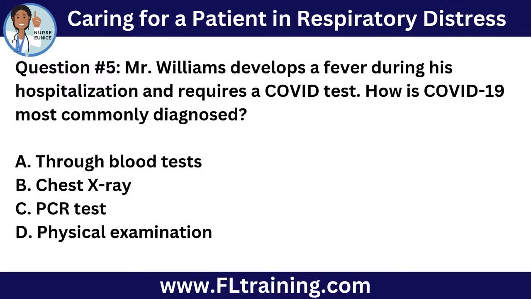Question number 5, Mr. Williams develops a fever during his hospitalization and requires a COVID test. How is COVID most commonly diagnosed? Is it A, through blood test, B, through a chest x-ray, C, through a PCR test, or D, through physical examination? Think about the type of test you had to do when the pandemic was rearing its ugly head. What type of test did you have to have performed?